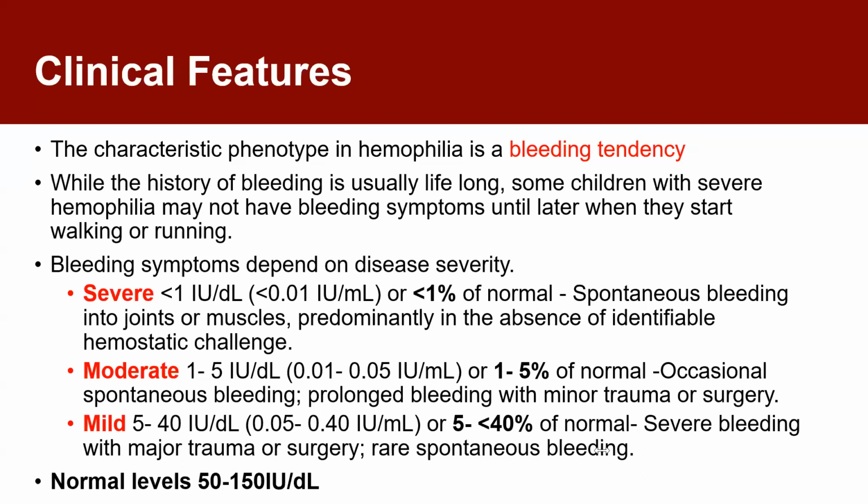So bleeding symptoms depend on the disease severity. As mentioned before, severe is less than 1%, moderate is 1 to 5%, and mild is 5 to 40%, whereas the normal levels we have mentioned are 50 to 150 international units.